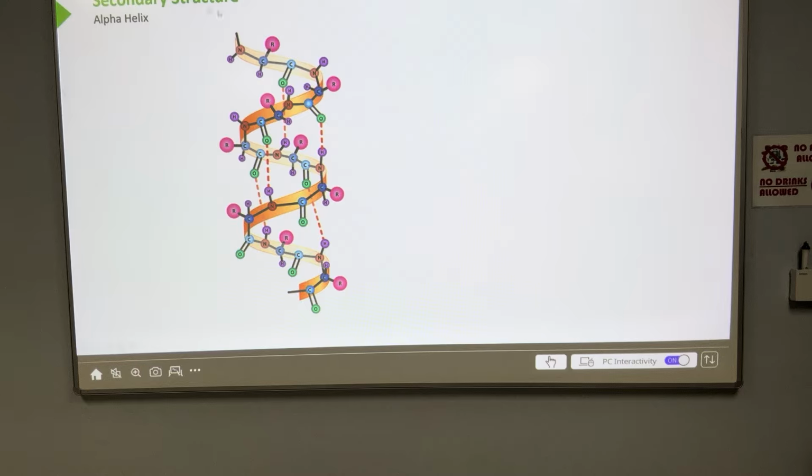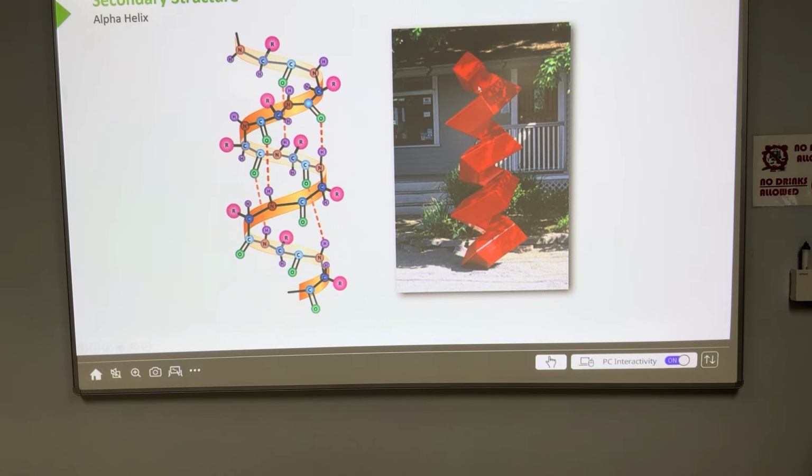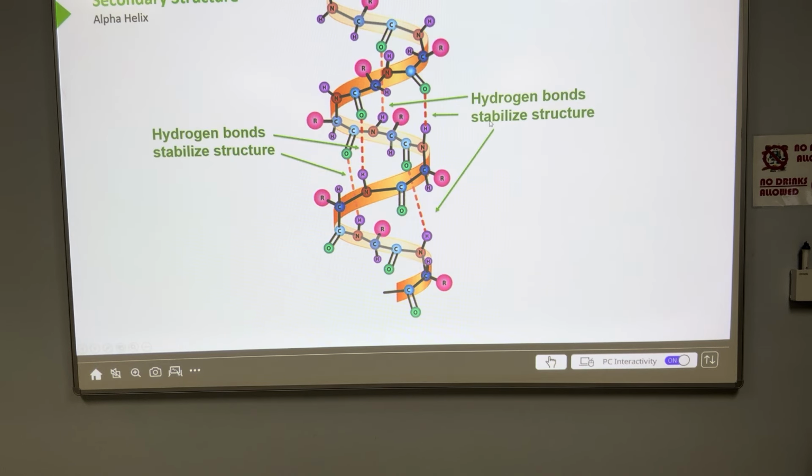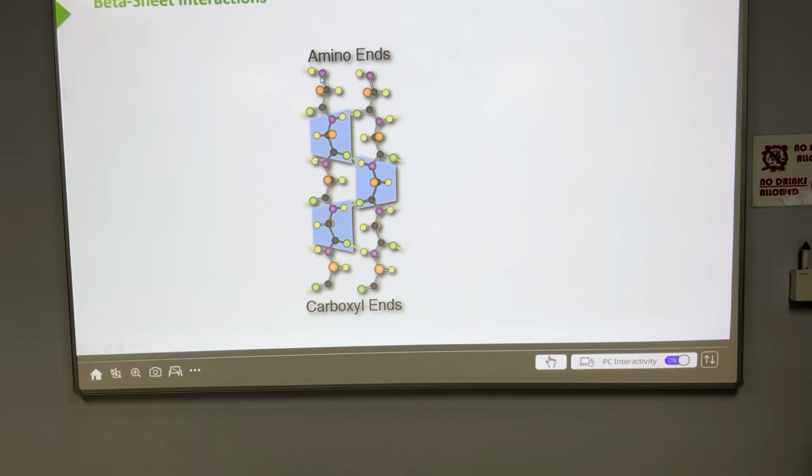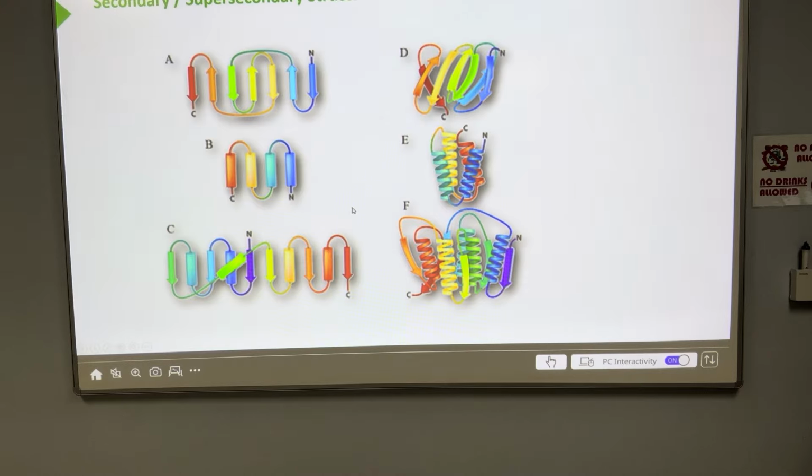So is secondary structure only alpha helix? So alpha helix is like that, and you see that there are hydrogen bonds to stabilize the structure. And this is the beta pleated sheet. You have a parallel and anti-parallel formation. You see that the amino ends and the carboxylic ends of both peptides are going to be on opposite sides. And this is the secondary structure. This represents the beta pleated sheet, while this here represents the alpha helix.